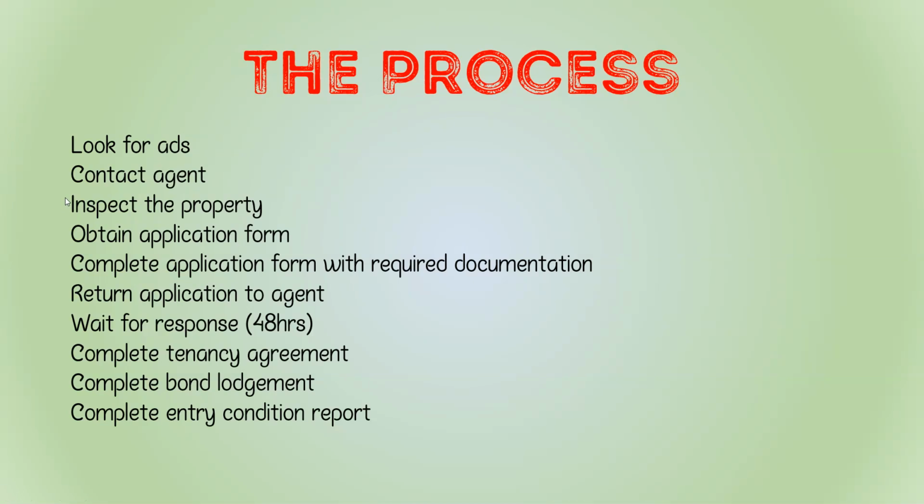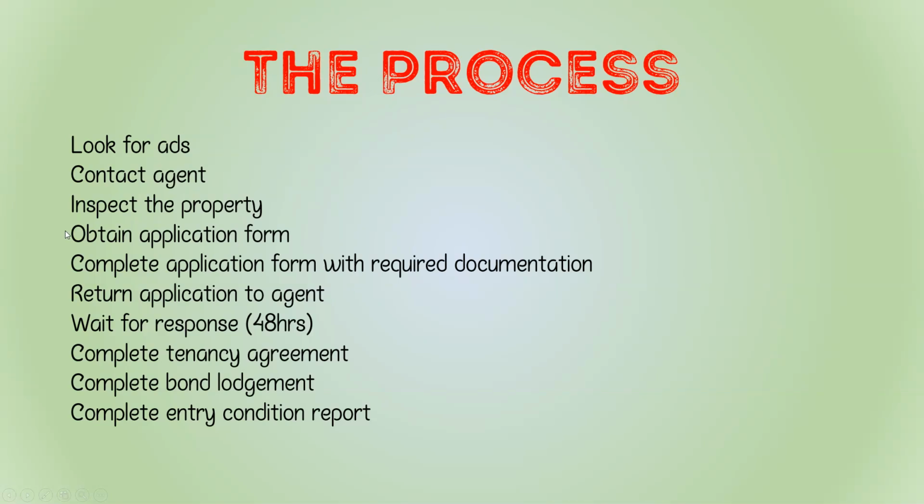You need to think about whether the property really suits you. Is it in a location that's convenient to you? Is it close to your support network, your friends, your family? Does the house fit all of your belongings? Does it allow for pets if you have pets? So make sure that you think really, really carefully about how suitable the property is for you before you move on to the next step, which is obtaining an application form.